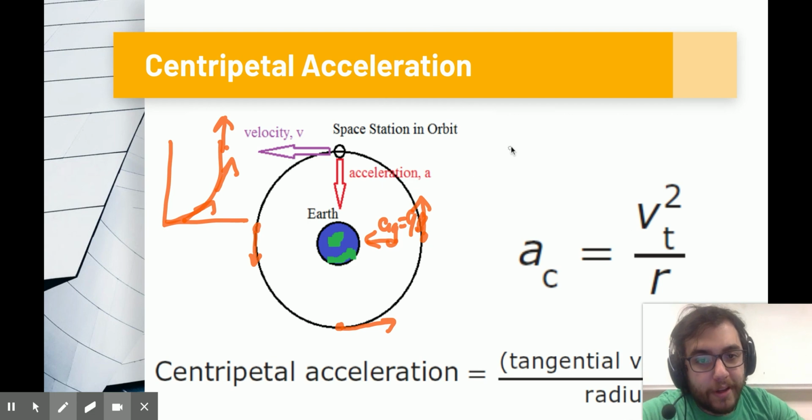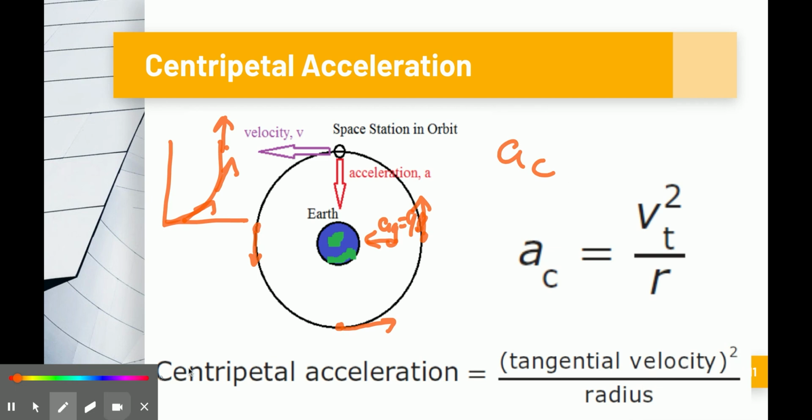This formula for centripetal acceleration means centripetal acceleration is equal to the tangential velocity, so whatever this velocity is right here, divided by the radius. Okay, we're going to go ahead and move on. I know that was a bit rambly, but I think we got the general gist of it.